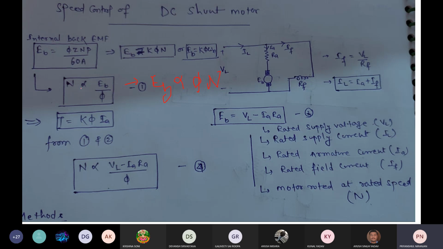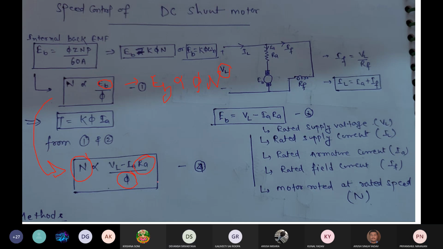In terms of speed, N is proportional to EB upon phi. Fine. So EB in terms of terminal voltage and armature resistance is VL minus IARA. In that equation I am just putting the EB value, VL minus IARA. So speed is proportional to VL minus IARA upon phi. So how to control the speed? It can be controlled by using the flux and resistance.